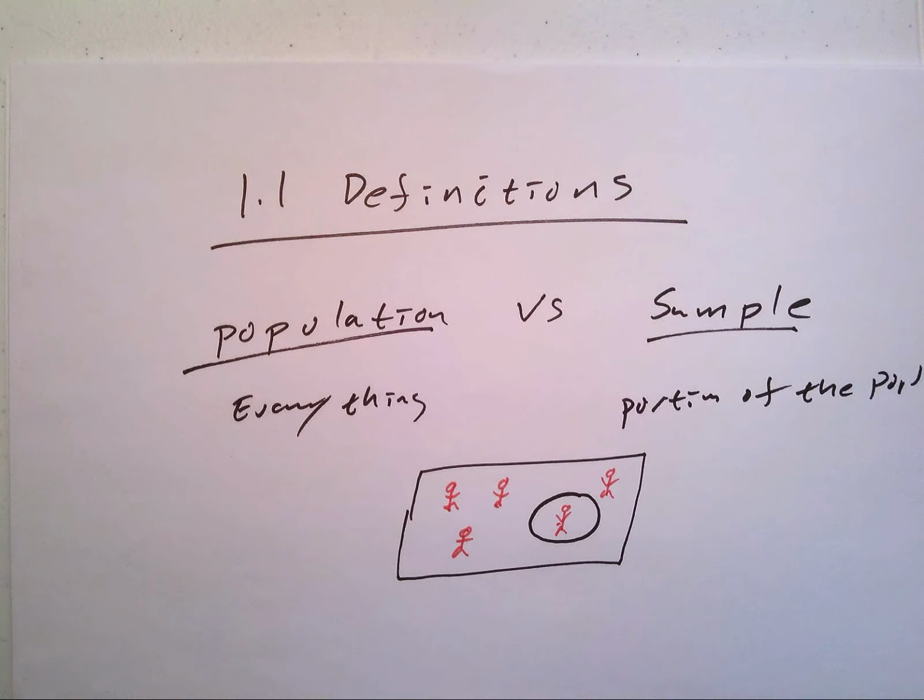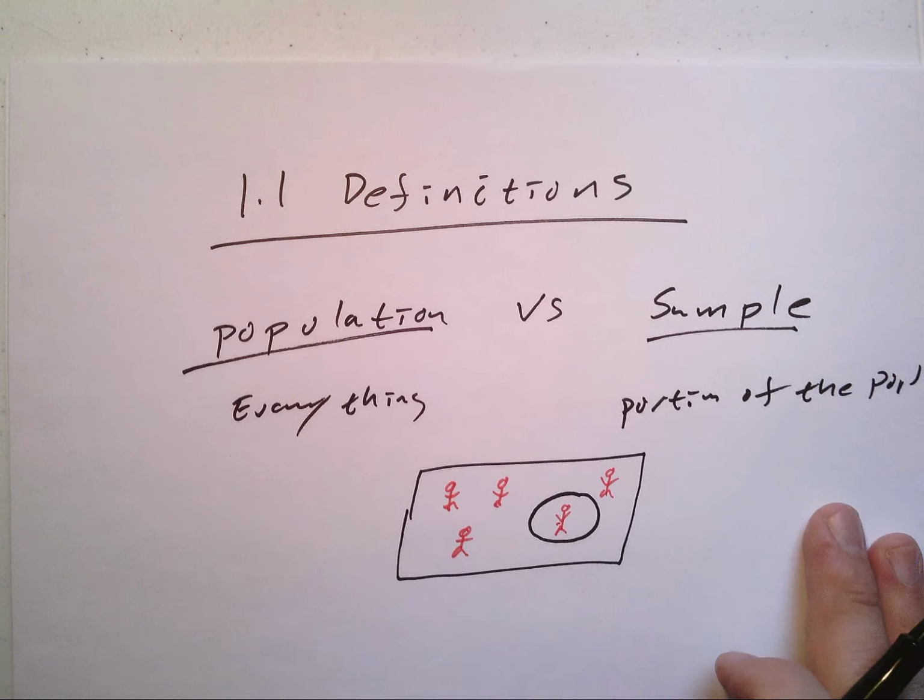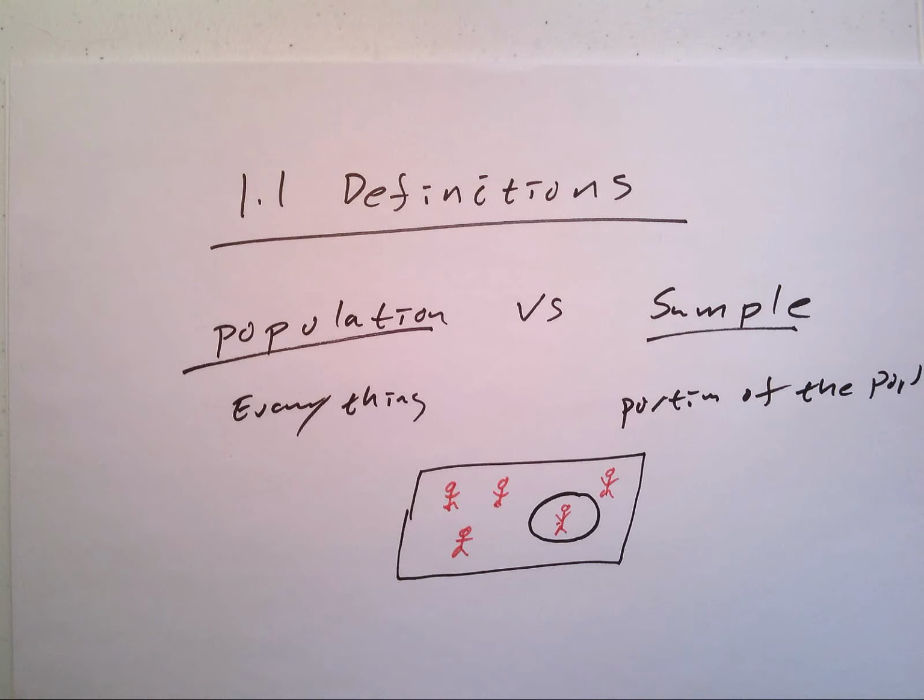Now, we can do statistics on either one of these, but we have to be careful because the symbols change. The symbols we're going to use, I'll go over when we have those definitions. But for the most part, when we use populations, we use capitals or we use Greek letters. When we use sampling, it's a lowercase letter, normally with something on top of it.